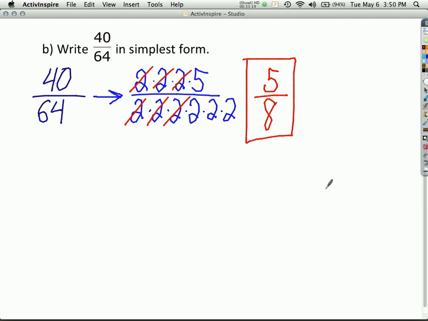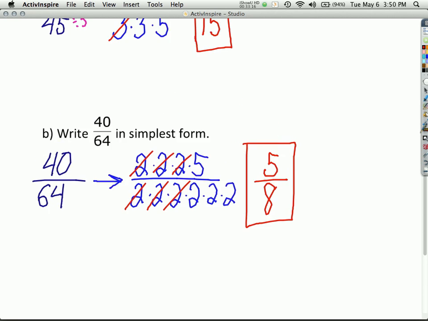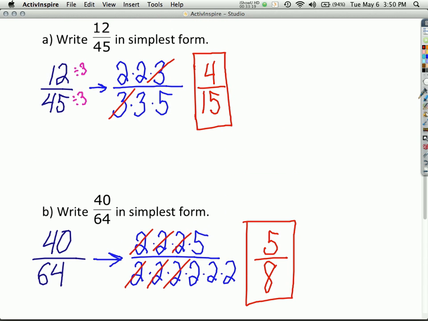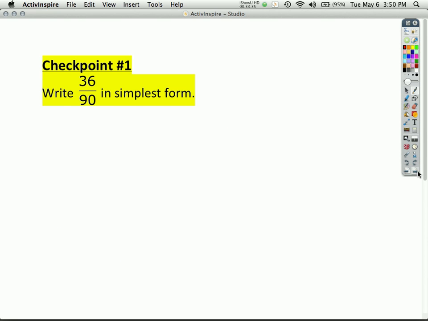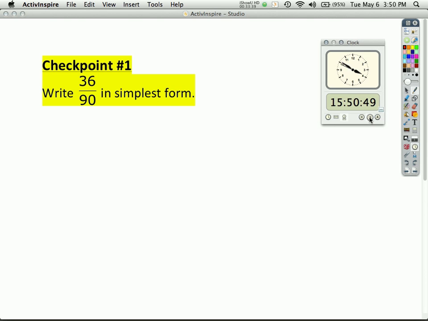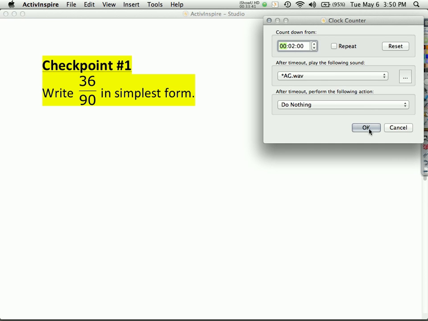Does anyone have any comments or questions on how we did either of these? So now we're going to go to a checkpoint, and you may use either method. You may use greatest common factor, or you may use splitting it into its prime factorization. Either way. Checkpoint number 1: write 36/90ths in simplest form. 2 minutes.